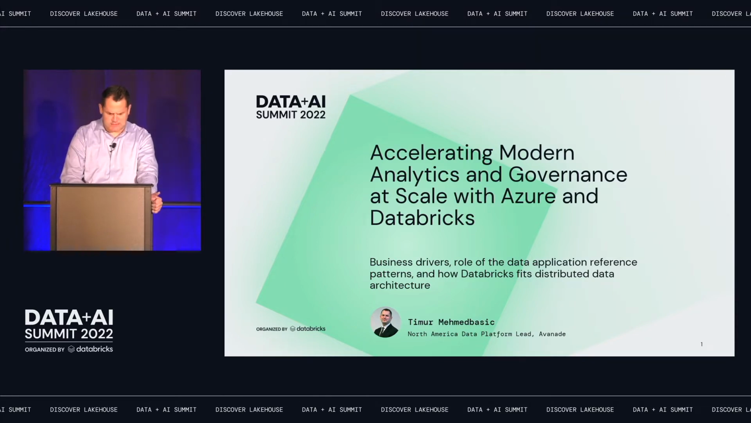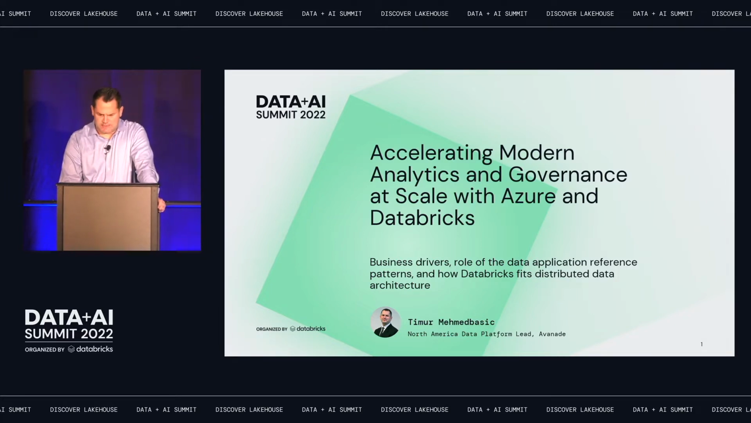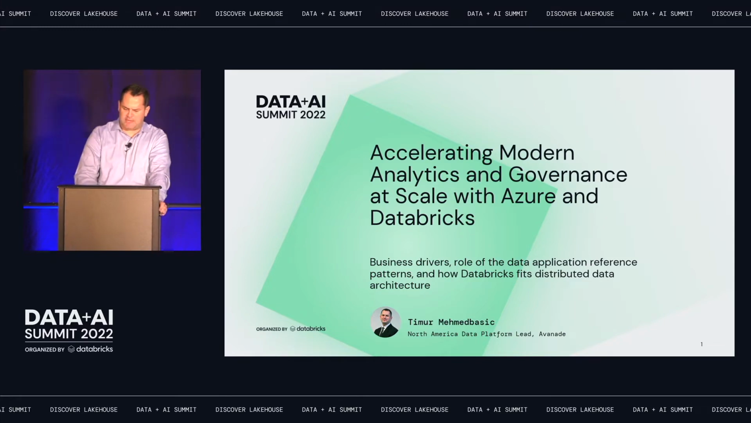In all seriousness, what are the business drivers behind enabling data management and analytics at scale? What are the governance models? What are the application reference patterns that we're seeing emerge? And then how Databricks fits this distributed data architecture.